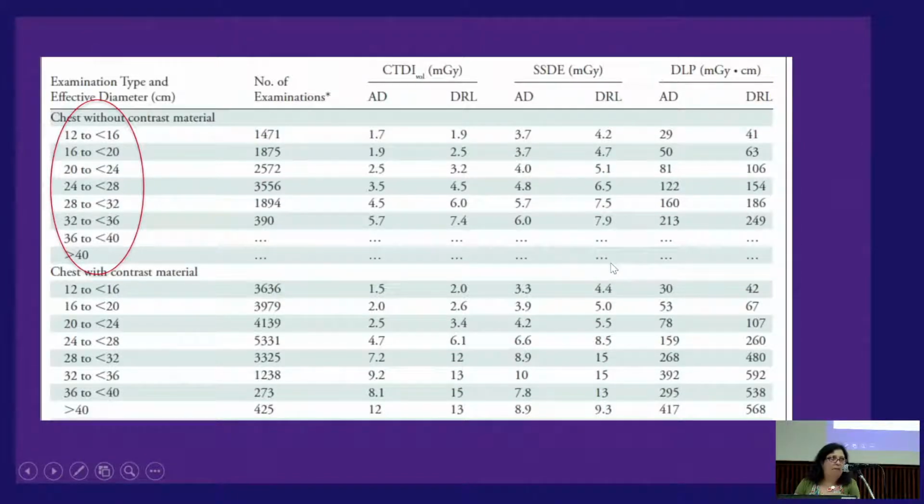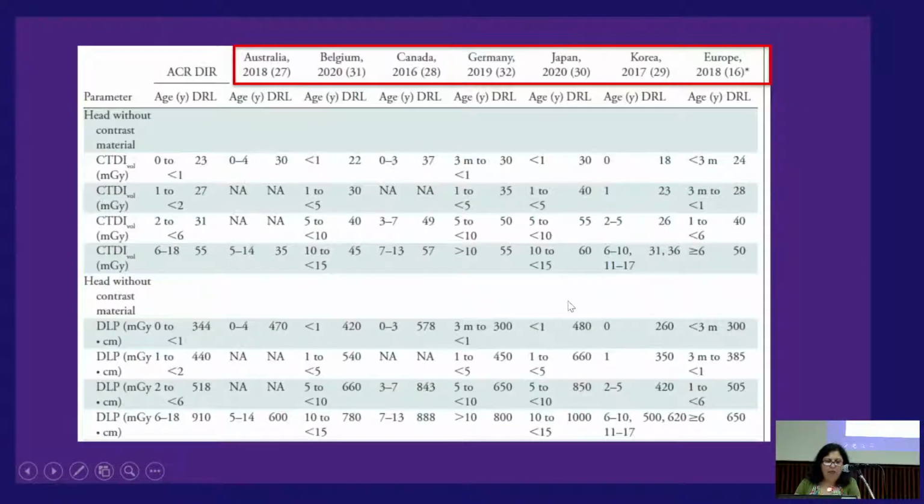So this type of data is there in the paper for all anatomy, all the 10 exams that we looked at for children. And just like the adult paper, we compared to whatever was available in the literature for children. This is a little busy slide, but I'll just go through. We're comparing the DIR data to Australia, Belgium, Canada, Germany, Japan, Korea, and Europe.